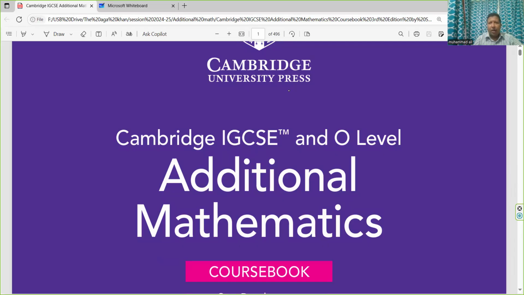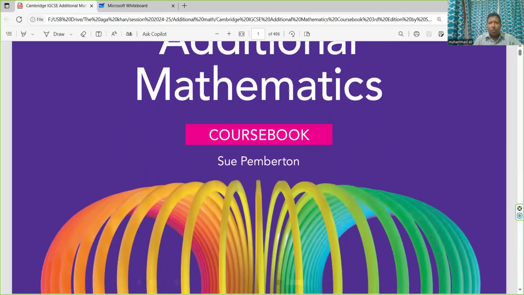Today we try to solve some questions from this book, Cambridge IGCSE and O-Level Additional Mathematics course book. So we will solve from chapter 9, exercise 9.6.